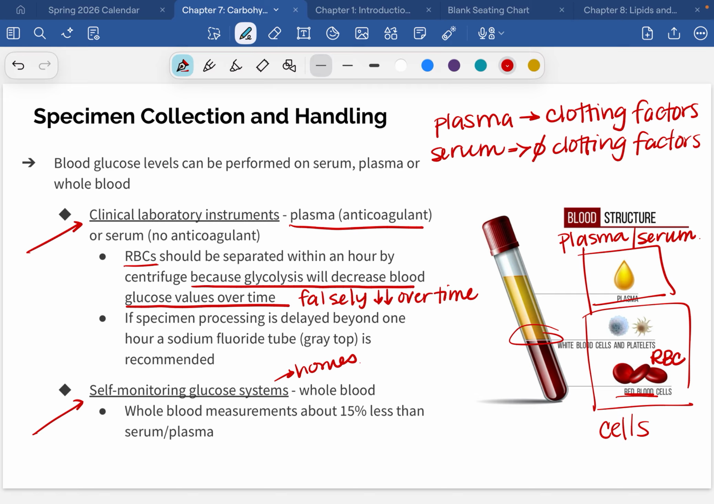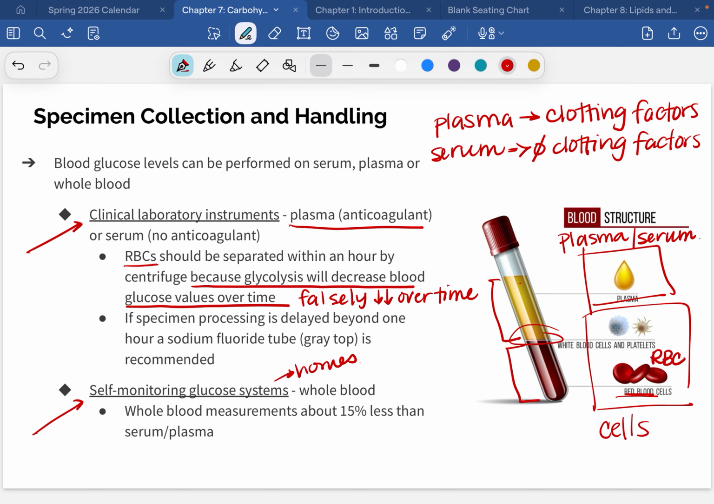is delayed by an hour, you can do one of two things. You can either separate the red blood cells by using a centrifuge. So a centrifuge is going to remove the red blood cells from the plasma, like you see here, where you can see the plasma and then the blood cells down at the bottom.